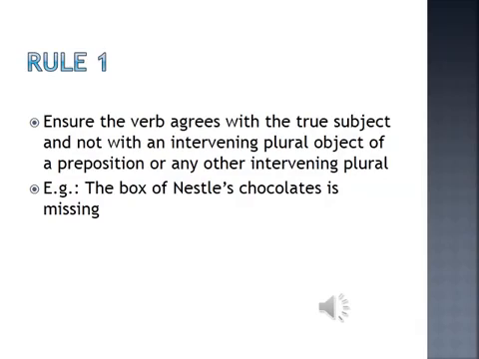So is it the right sentence? It's a correct sentence, and you have to find out the true subject. Subject-verb agreement is very important. The box is missing. The box of Nestle chocolates is missing.